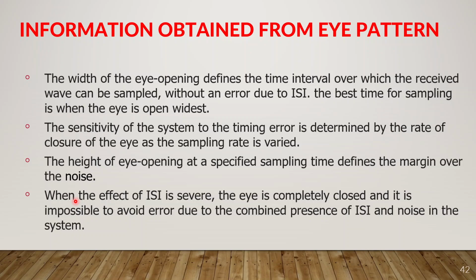When the effect of ISI is severe, the eye is completely closed, and at that time it is impossible to avoid errors due to the combined presence of ISI and noise. If ISI is mild, the eye pattern can be used to analyze the distortion. If the eye gets completely closed, we cannot overcome the ISI, and we may lose the signal.